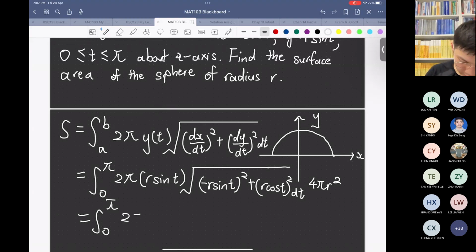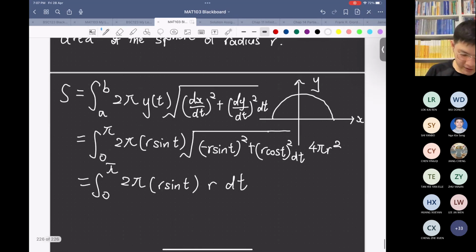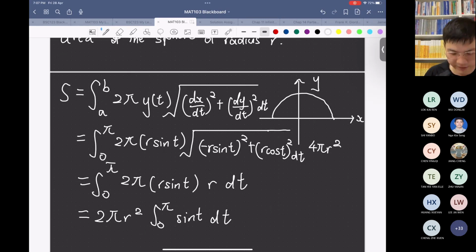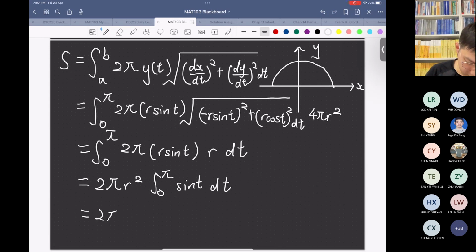So we get 2 pi r sine t. So you can combine using the trigo identity again, where you are left with square root r square, which is r dt. Okay, and you can move all the 2 pi r square out, move all the scalar out, and then you integrate sine t from 0 to pi. Okay, so what is integrating sine t?